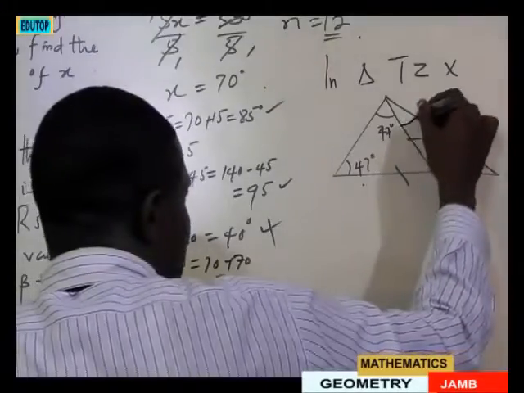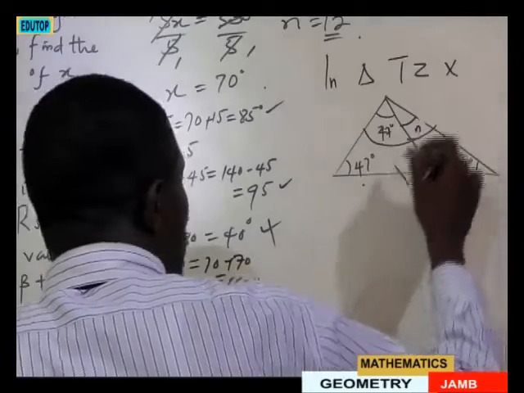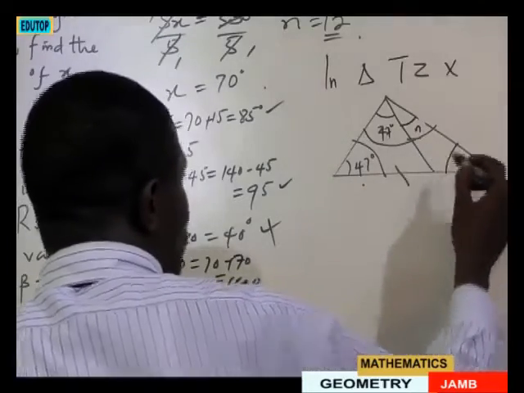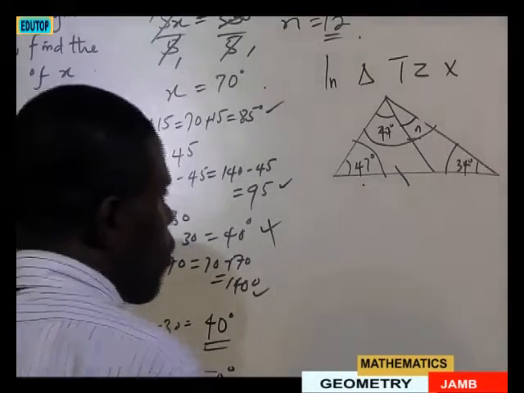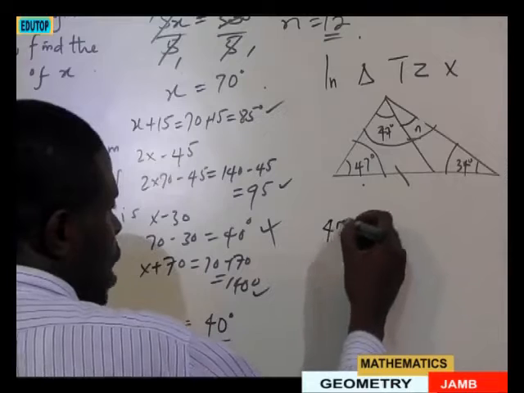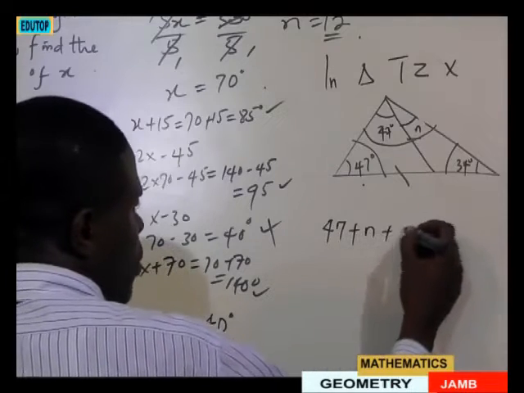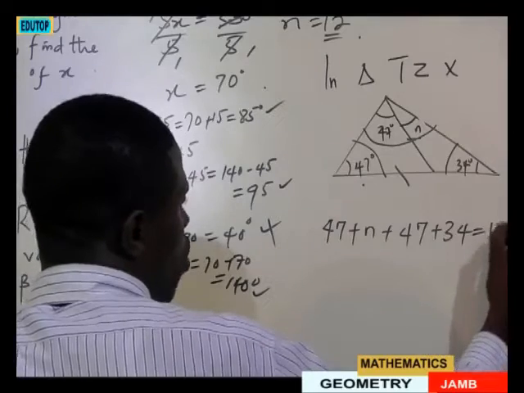This place is our n. So what it simply means is that we're having the whole of this angle, the whole of this angle, and the whole of this angle as our triangle. So in that situation, the sum of angles formed in a triangle is what? 180 degrees. So I'm going to say 47 plus n plus 47 plus 34 must be equal to 180 degrees.